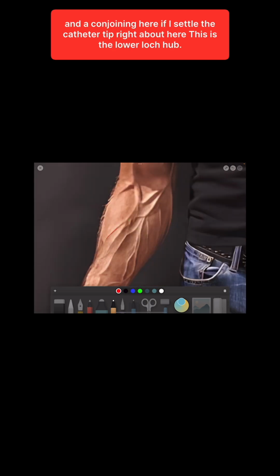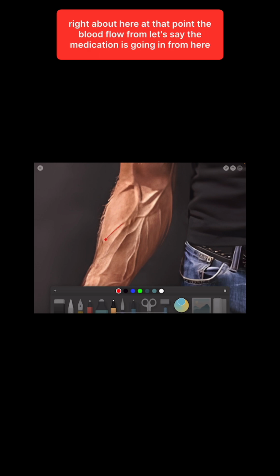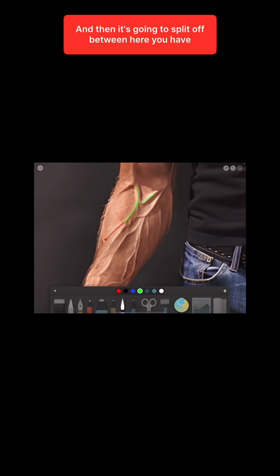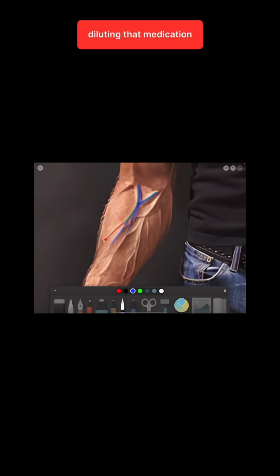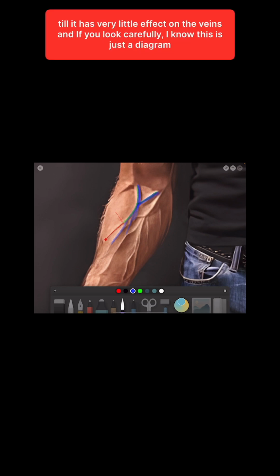If I settle the catheter tip right about here, this is the lower lock hub, and this is our catheter point. If our catheter ended right there, or even let's say right about here, at that point, the blood flow from, let's say the medication is going in from here, and then it's going to split off between here. You have all this collateral flow diluting that medication till it has very little effect on the veins.